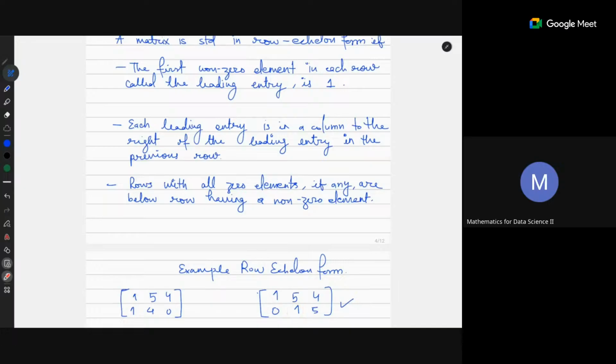What is a leading entry? It is a non-zero element. Look at what is written over here: the first non-zero element is the leading entry. What is the first non-zero element? It is 1. All right. Okay. Yes.